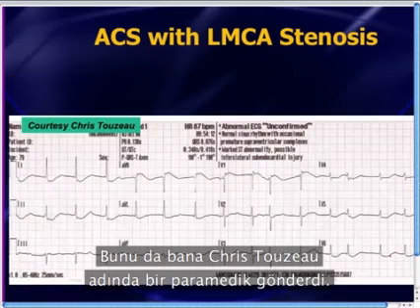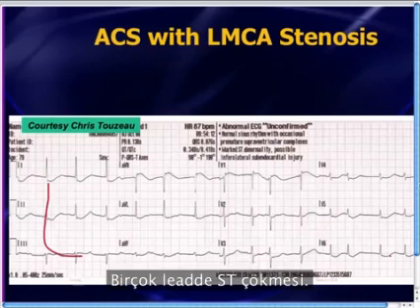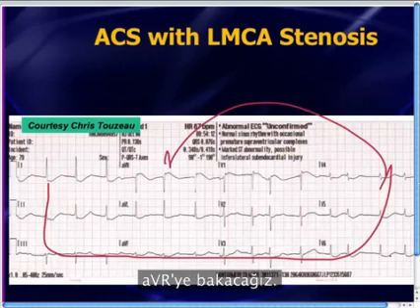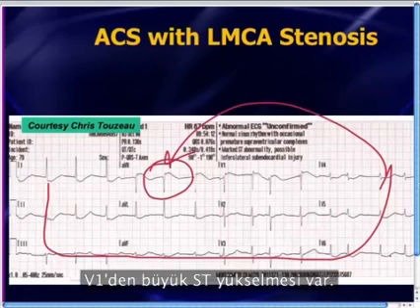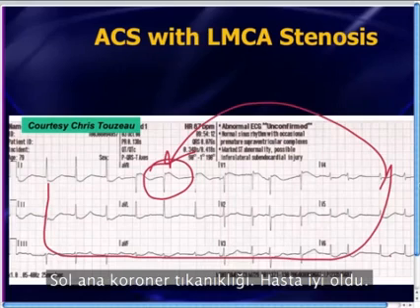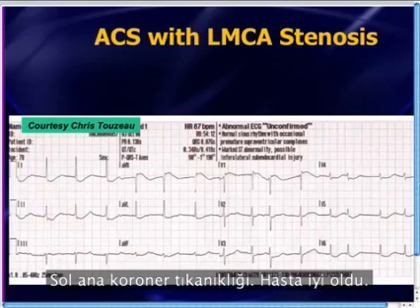And this is sent to me by a paramedic, Chris Tuzo. Same story, ST depression in multiple leads, so we're going to look up there in aVR, and there's elevation greater than in V1. That was a left main occlusion. Patient ended up doing okay.